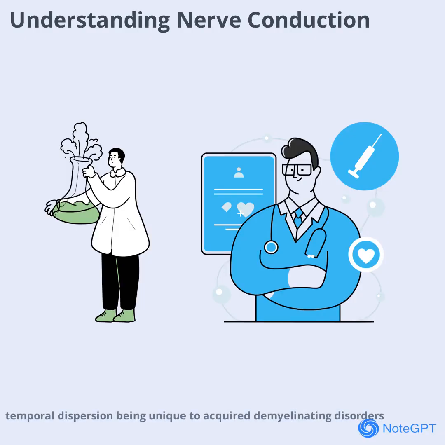There are common assumptions, like conduction block and temporal dispersion being unique to acquired demyelinating disorders, or hereditary neuropathies always showing uniform slowing, that can sometimes mislead even experienced clinicians. In this video, we'll unravel the complexities of conduction slowing, conduction block, and temporal dispersion, exploring how they manifest in demyelinating, dysmyelinating, and axonal neuropathies. Let's begin by laying out the basics of nerve conduction and why these features matter.